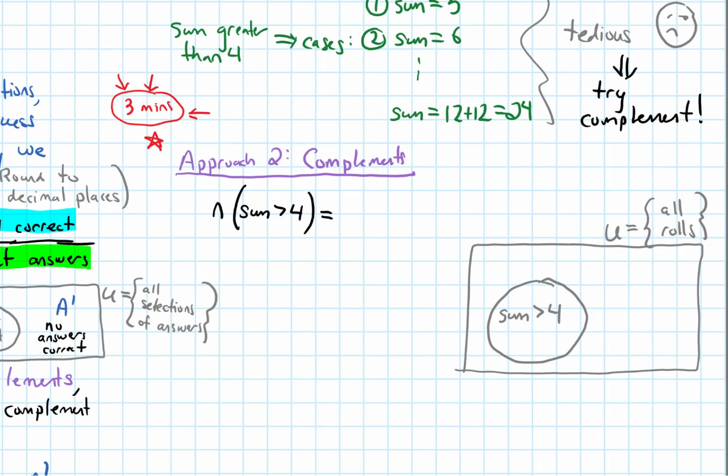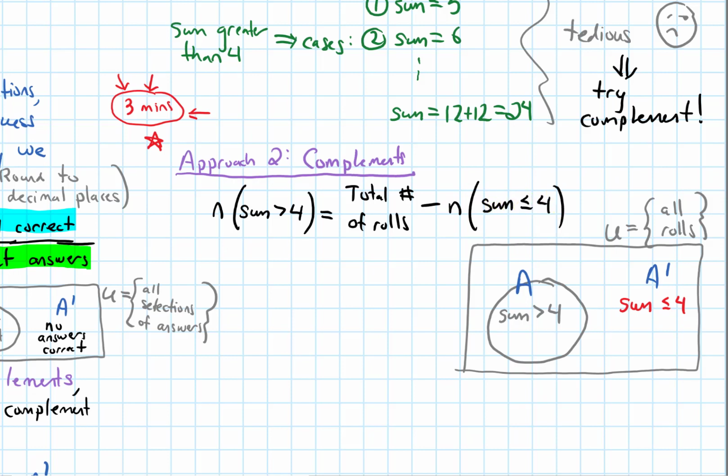To count the number of elements in this circle, we're going to count first the number of elements in U, the total number of rolls, and subtract away the complement of this set. If I call this set A, then the complement of the sum being greater than 4 is if the sum is less than or equal to 4. So I'm going to subtract away the number of ways for the sum to be less than or equal to 4, because that is A complement.